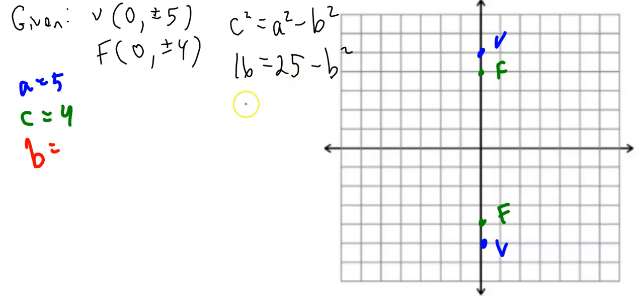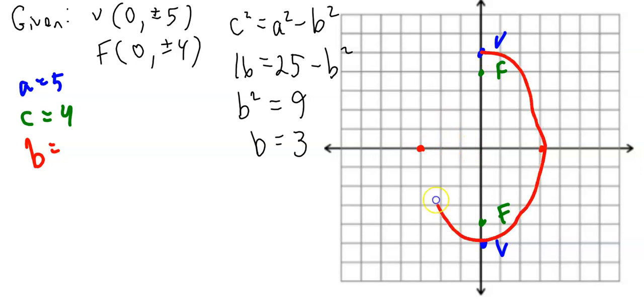So you could do a number of things. I'm going to add b squared to both sides, and I'm going to subtract 16. I get 9 here, so b equals 3. Remember, b is always positive. So b is 3 here, so I'm going to go 3 units to the right and 3 units to the left. Make that point. Looks roughly like that. b is 3.